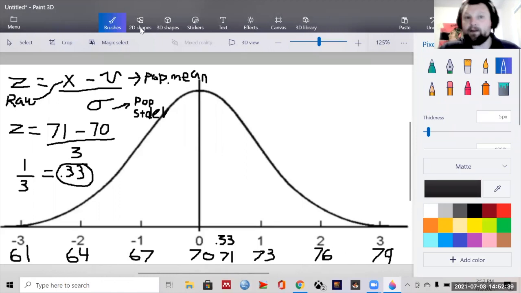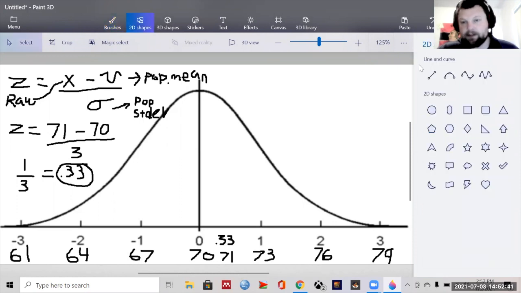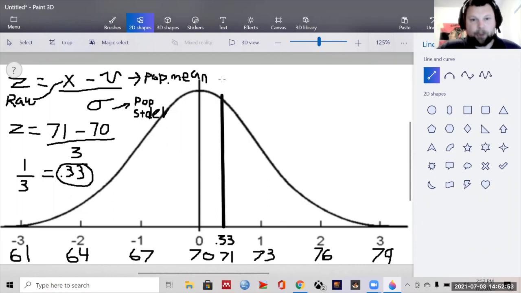One thing I love to do, and would suggest anybody do, is not only draw a normal distribution when you're dealing with questions about normality or the normal distribution of z-scores, but also map where your z-score is in particular. And so I'm going to draw a straight line straight up from 0.33.